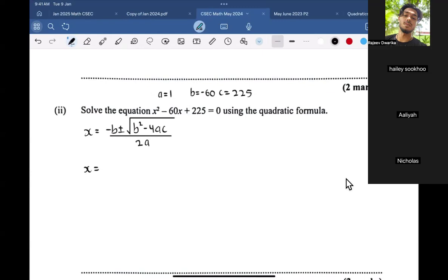Is that correct? Ali, I think that's a mistake you make, you know. I'm not hating on you. No, I learned from my mistakes before. So it's minus b, so it's minus 60. And then that'll be minus 60 squared minus 4 by 1 by 225, right?